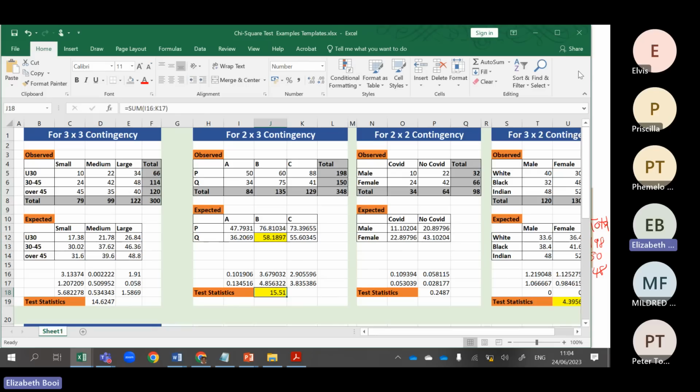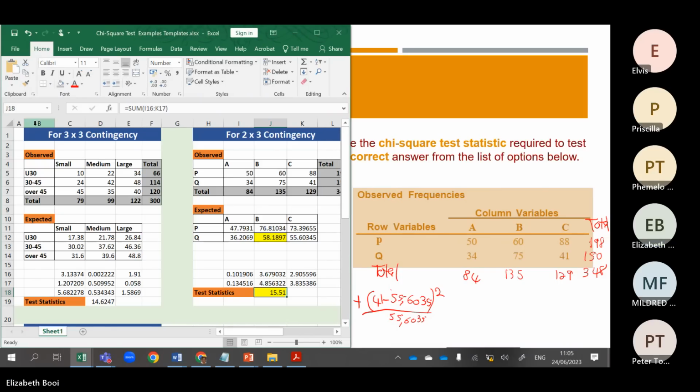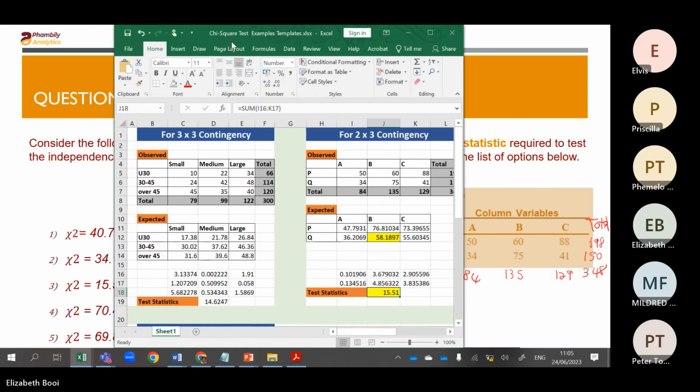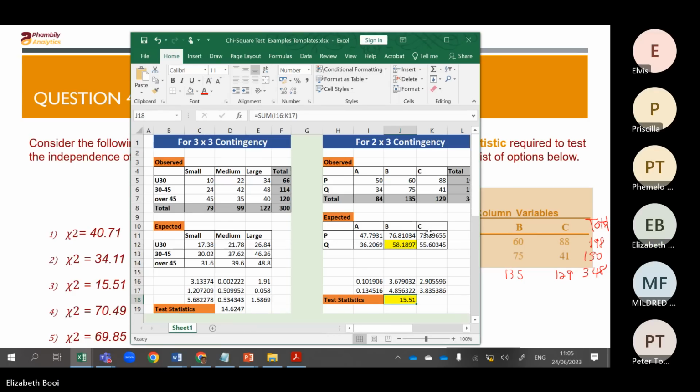So let's go back to our question and look at our test statistic. They said our test statistic is how much? Okay. It's 15.51. And that is option number 3.